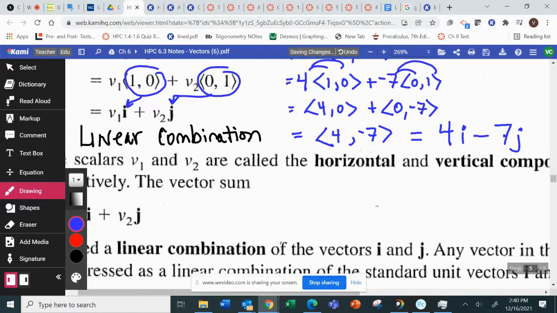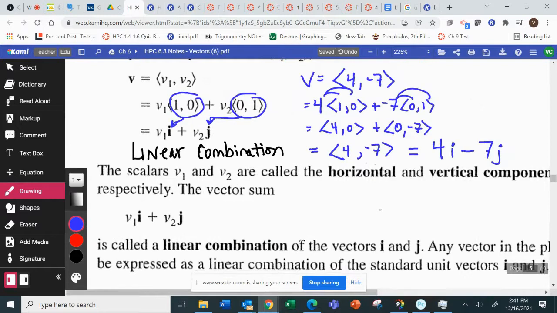So you don't have to do all the steps in between because we just did it and see how it works. You can go from here all the way to there. So there's me switching from component form to linear combination form.